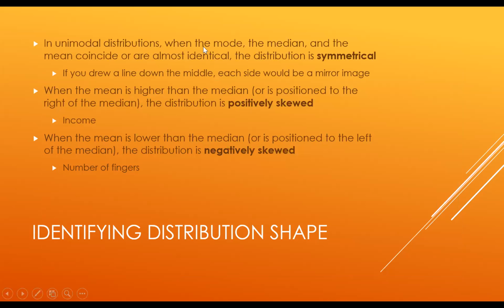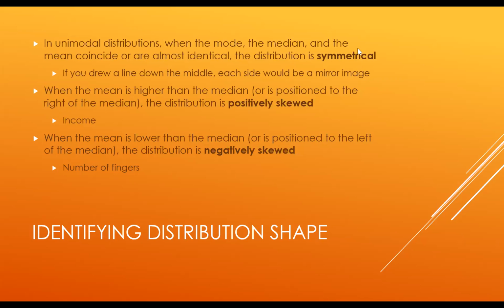So how do we identify it? Again, this is more discussion as to what I just said. In a unimodal distribution, where the mode, the mean, and the median are all the same, or almost identical, they might be slightly off by a point, that is considered a symmetrical distribution. So again, if you draw a line down the middle, each side would be a mirror image.